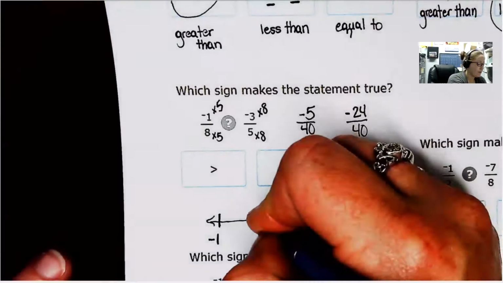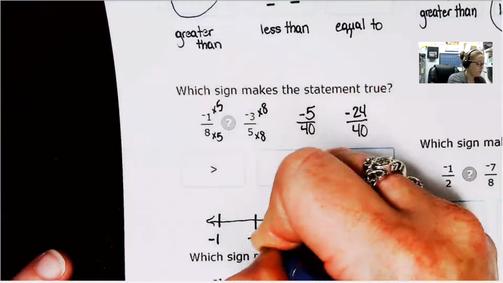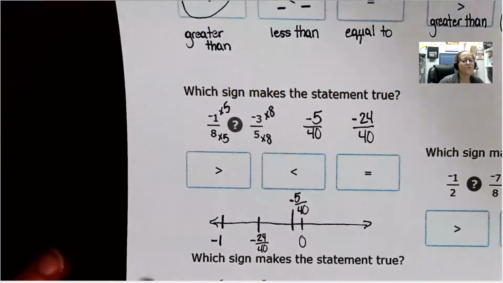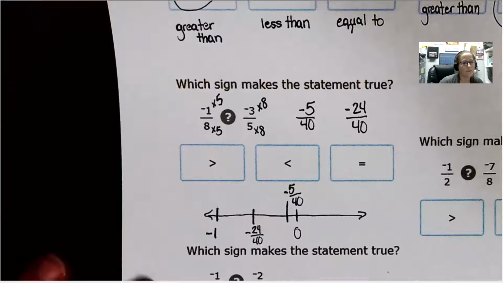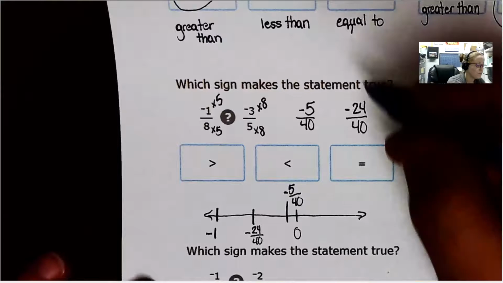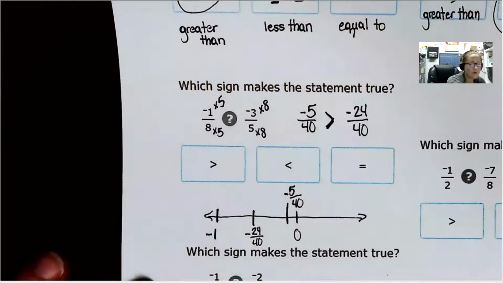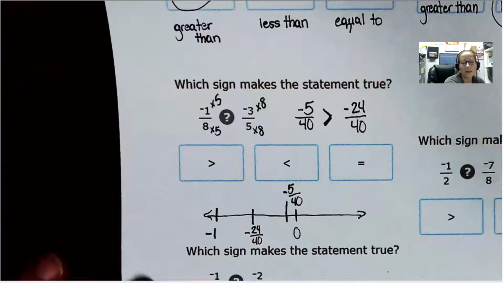This is not accurate. This is just a rough idea of where -5/40 would be on the number line, and then -24/40 would be on the number line. Which number is closer to 0? That's what you're looking at when you look at negative numbers. Which number is closer to 0? That's going to be your bigger number. So in this case, we would actually say that -5/40 is greater than -24/40 because it is closer to 0.